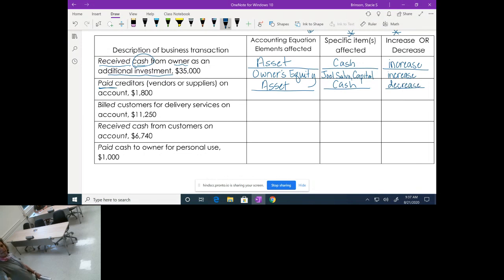Okay. If we paid creditors on account, then that means we owed some money to somebody. And we just went over the definition of accounts payable. A liability created by purchasing anything on account is accounts payable. So evidently, at some point, he purchased something on account and now he's paying for it. So you kind of have to go through your mind sometimes and go, okay, why do we have on account and what does on account mean?